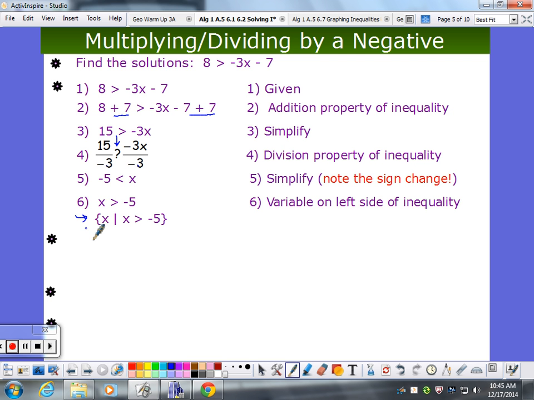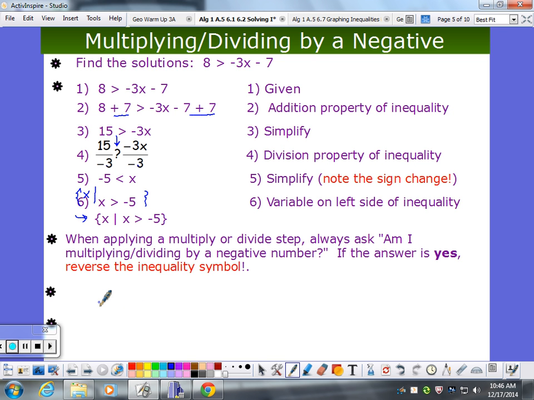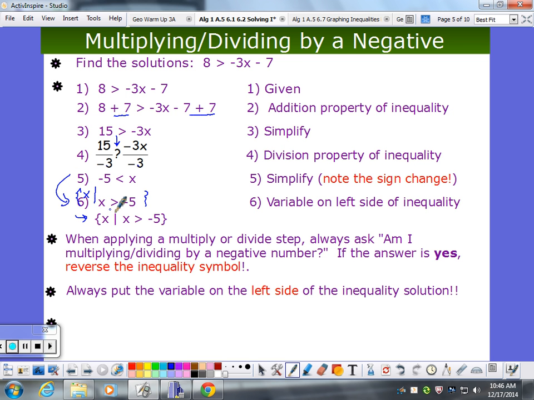Here's what it looks like in set builder notation. Remember how easy it is to do set builder notation? You put the little brackets, you declare your x as a real number, you put that line, and that's all that is. Yeah. Okay? All right, so I'm just really stressing this. Whenever you multiply or divide, please stop for a second. Am I multiplying or dividing by a negative? If yes, reverse that symbol. You're going to really have to think about that because you might forget. Always put the variable on the left side. That's this step to this step. Kind of turn it around and then put it in set builder notation.